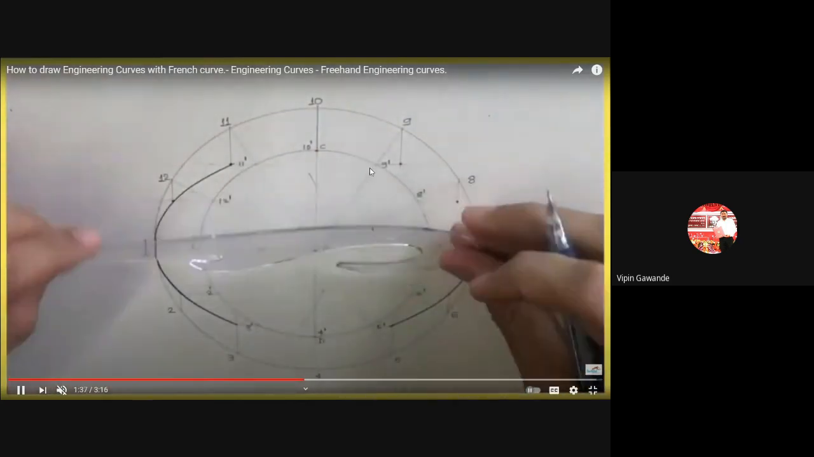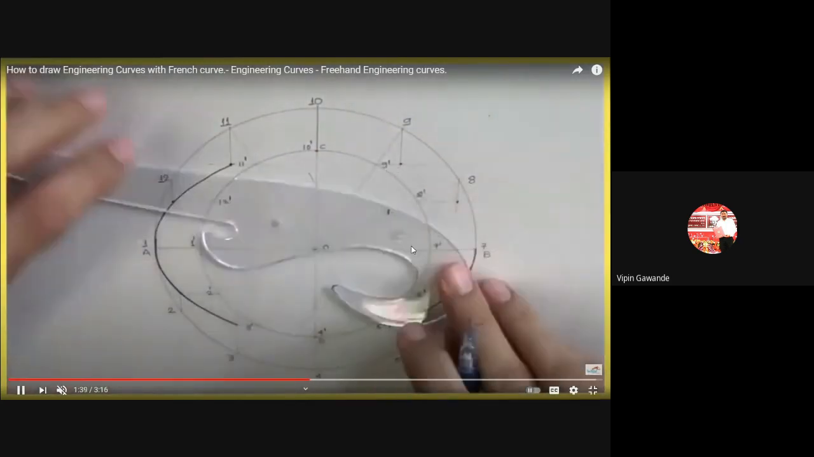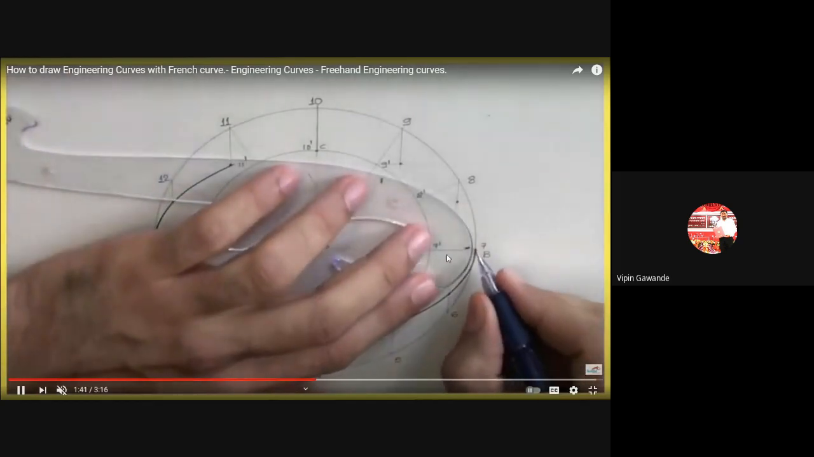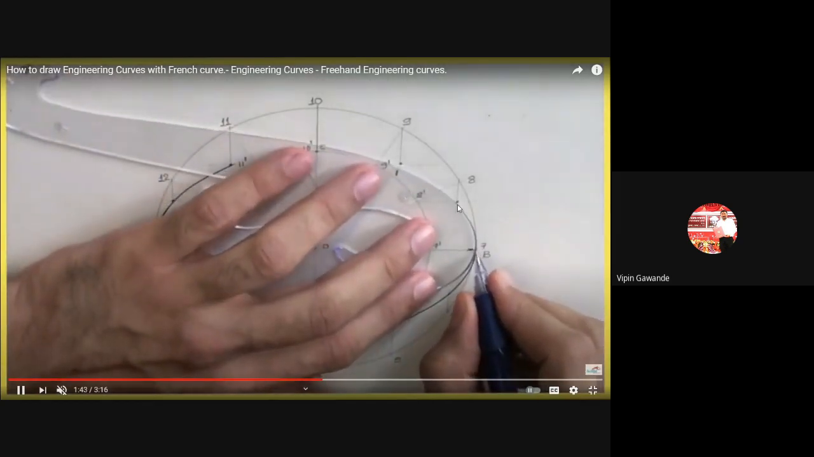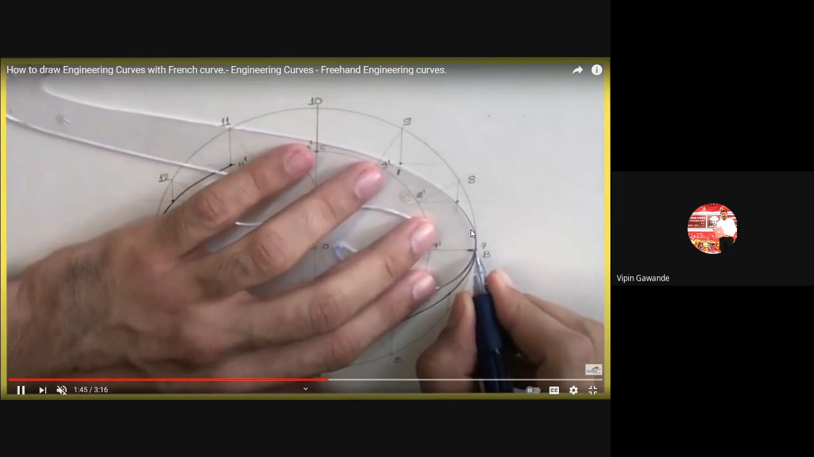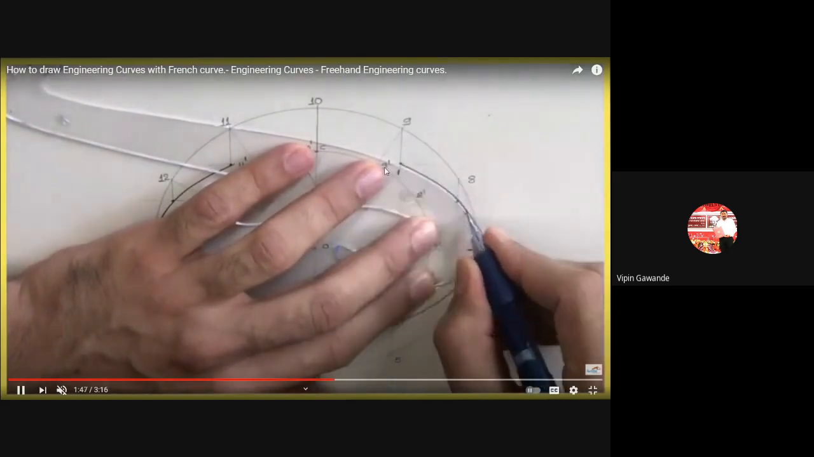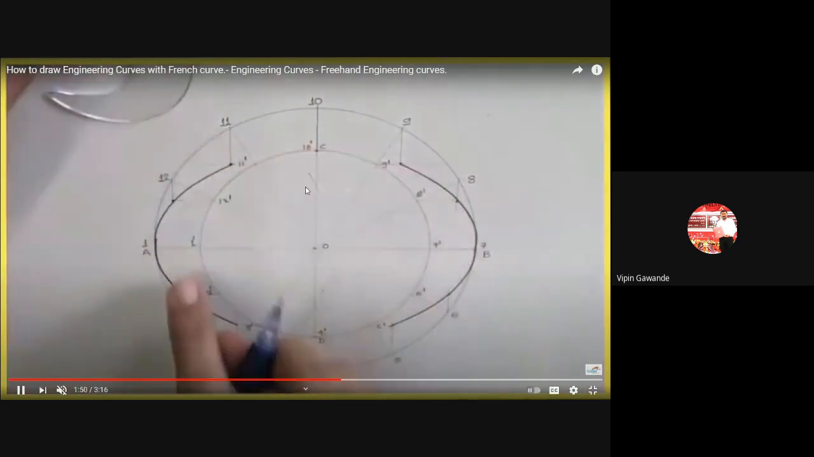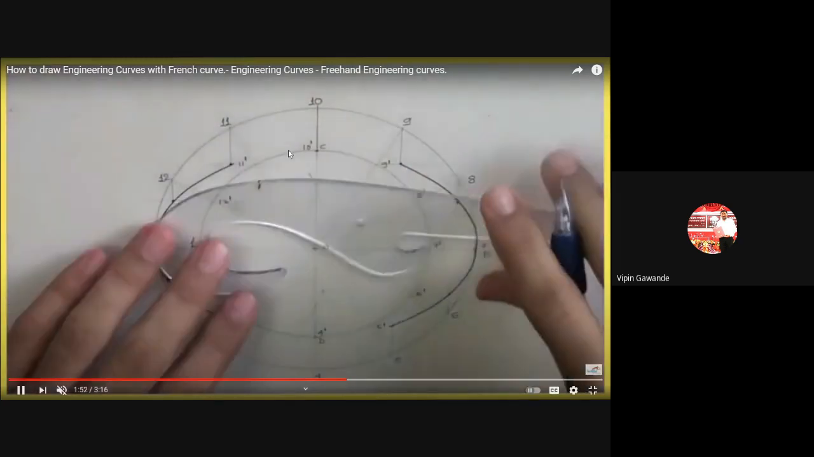Similarly above, you have to join here above there. See, you have to just rotate it. Now this point and this point. 3 points त्याने घेतले, and you have to join the curve like this. Okay. So now remaining points are here only.